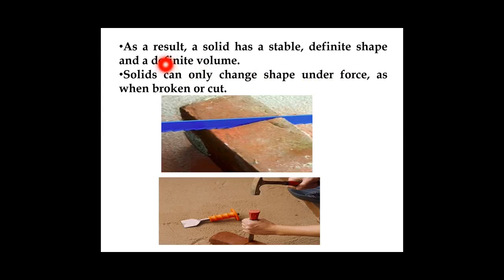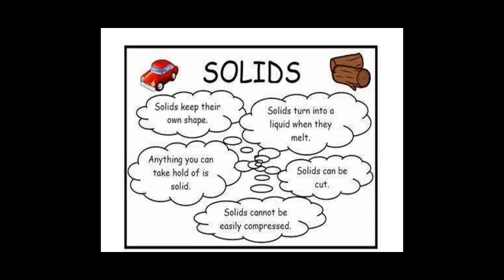As a result, a solid has a stable, definite shape and a definite volume. A solid can only change shape under force, as when broken or cut. Summary of solids: solids keep their own shape. Solids turn into liquid when they melt. Anything you can take hold of is solid. Solids can be cut.